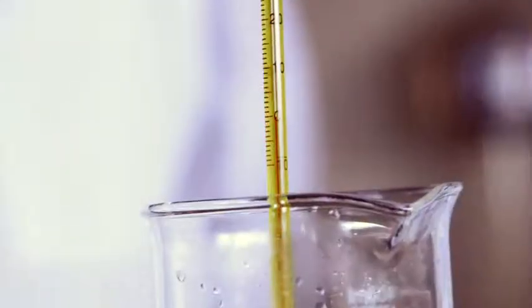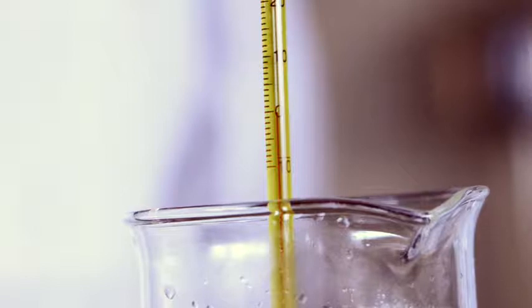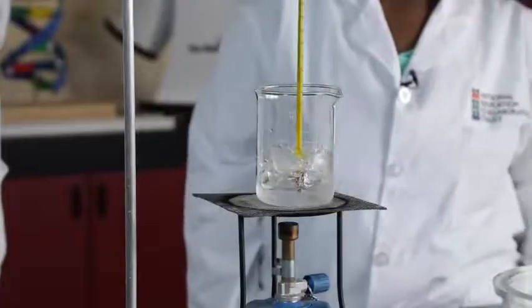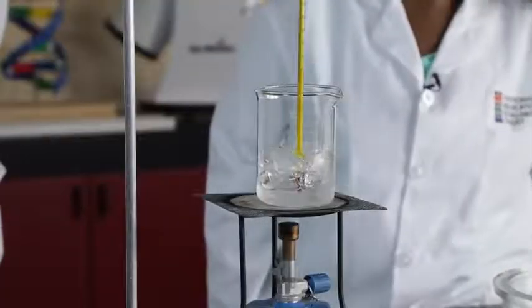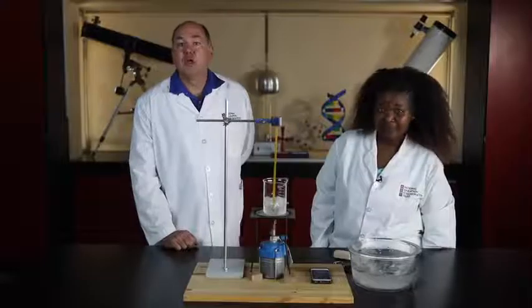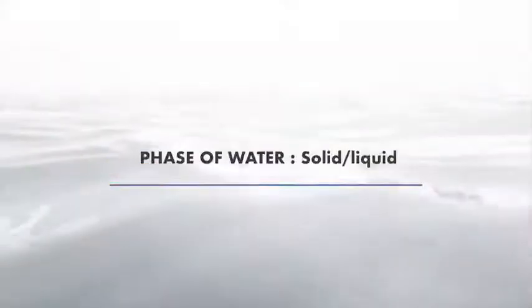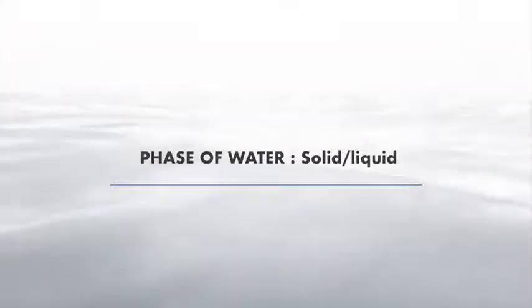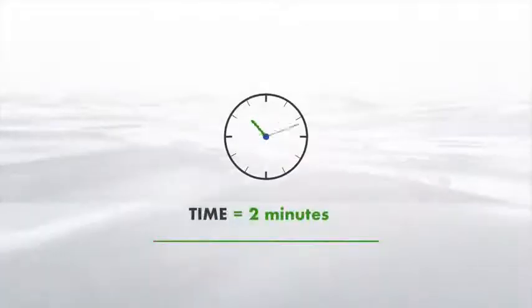The temperature is 0 degrees at 1 minute. The ice is melting. There are still big chunks of ice present. Just a little bit of it has melted already. So what should we write down for the phase of water? Perhaps it's best to write solid/liquid. Now we wait for the rest of the minute.